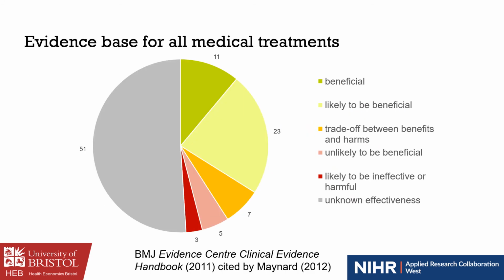One issue that is clear is that we need to improve the evidence base for medical treatments. This pie chart describes an estimate of the evidence base for all medical treatments when it was created around 10 years ago. It's concerning that over half of the pie chart is the grey colour for unknown effectiveness. One of our jobs as researchers is to increase this evidence base to help doctors who have to make decisions every day about treatments for their patients, and commissioners who have a key leadership role.